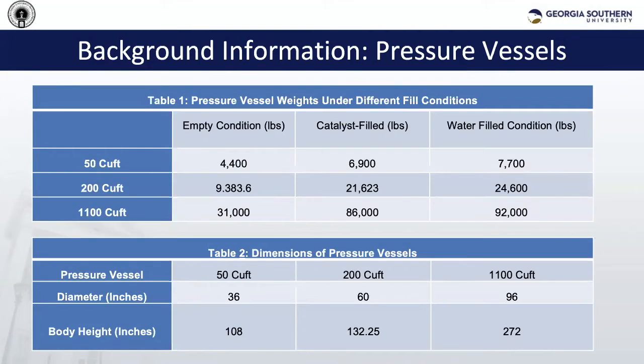And finally, the pressure vessel sizes. Throughout this research, 3 pressure vessel sizes were tested for instability: a 50 cubic foot, a 200 cubic foot, and an 1100 cubic foot pressure vessel. Here, some of the major dimensions and weights of the vessels in different fill conditions can be viewed.